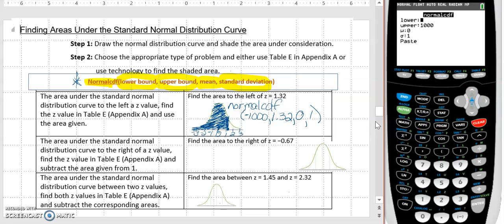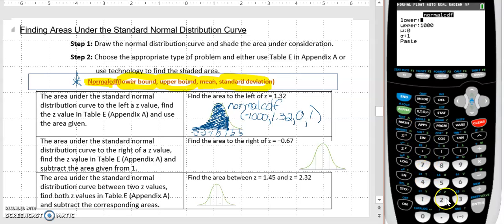So I want to type that into my calculator. Now, some of you don't see this screen coming up. All you see is normal CDF in a parentheses, so you type in these 4 numbers separated by commas. Remember now, the comma key is over here right above the number 7.